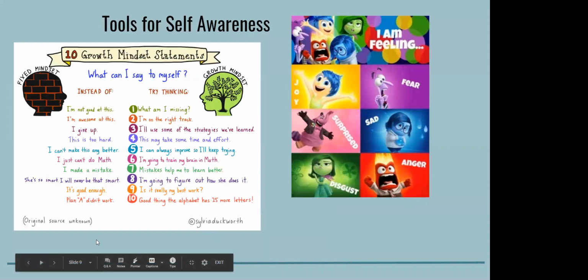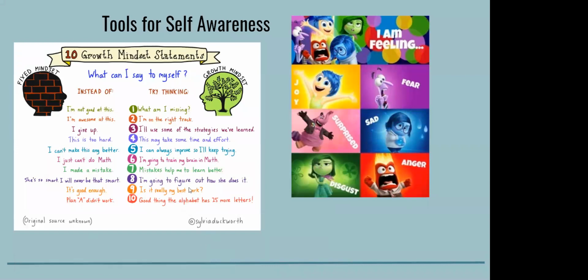But I love this image for the growth mindset. So this is what a fixed mindset is. Instead, if you've got that kid that's just like, I'm not good at this, try to help them rewire their thinking and using their words. What am I missing? I made a mistake, helping them to see that mistakes help them to learn better.